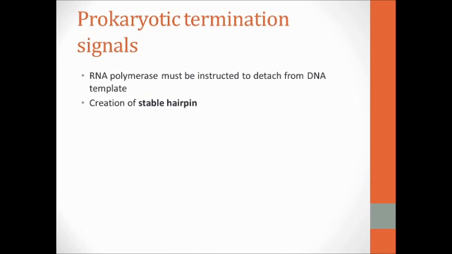RNA polymerase must be instructed to detach from the DNA template when this is all over, and the creation of the stable hairpin, which is just mRNA folded in on itself, will help this to cease. This will cause the polymerase to stall as it begins to transcribe any A to T rich nucleotides.